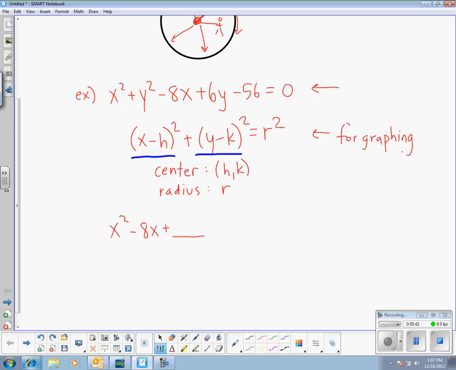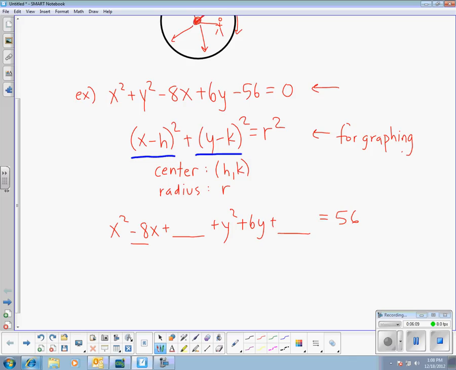Let's see, I've got y square plus 6y, and I'm going to leave the space to complete the square. And I'm going to go ahead and move that 56 over to the other side. All right, so now if I can complete both of these squares, I'm pretty much done. Remember, to complete the square, which we did when we were doing vertex form of a parabola a long time ago, you take half of b, take half of this, and square it.